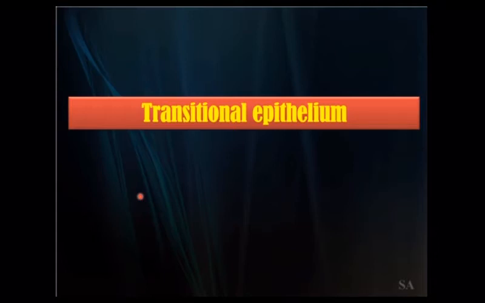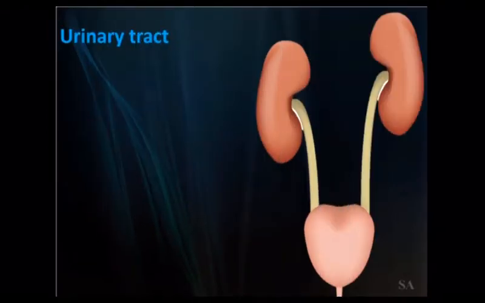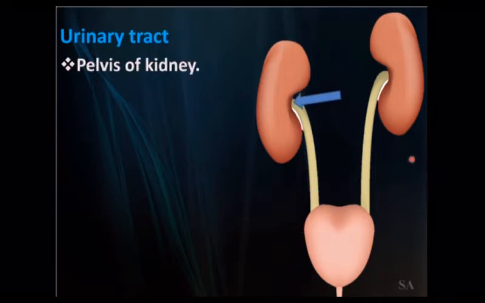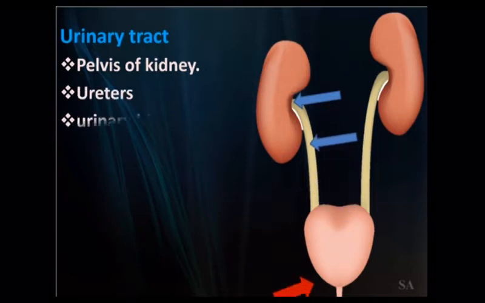In the stratified epithelium is the transitional epithelium. Transitional epithelium is present in the urinary tract: the pelvis of the kidney, ureter, and the urinary bladder.